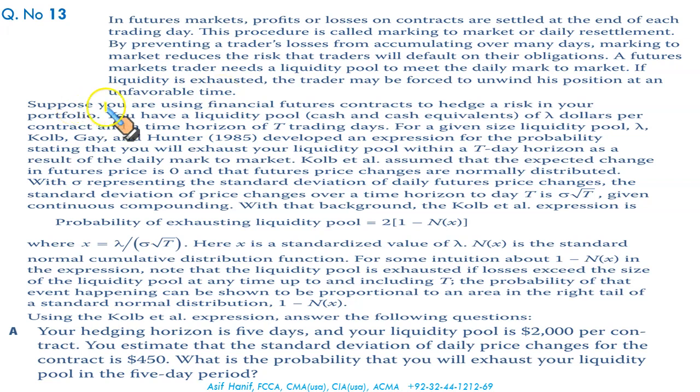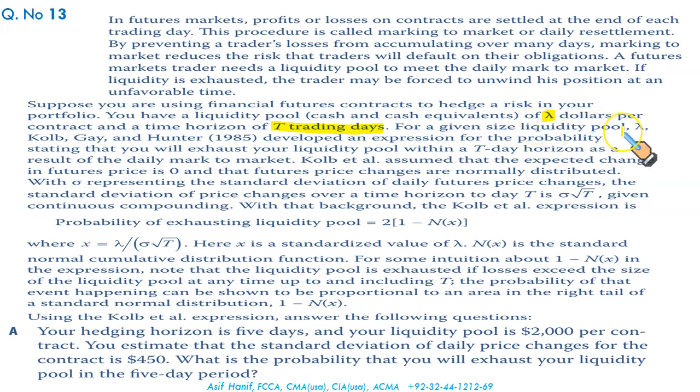Suppose you are using financial futures contracts to hedge a risk in your portfolio. You have a liquidity pool, cash and cash equivalents, of lambda. This symbol is frequently used in physics. Lambda, dollars per contract, and a time horizon of T trading days. Lambda represents the dollars per contract. T is the time horizon of trading, T days.